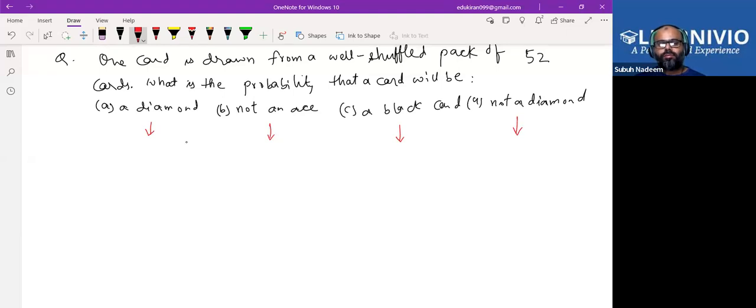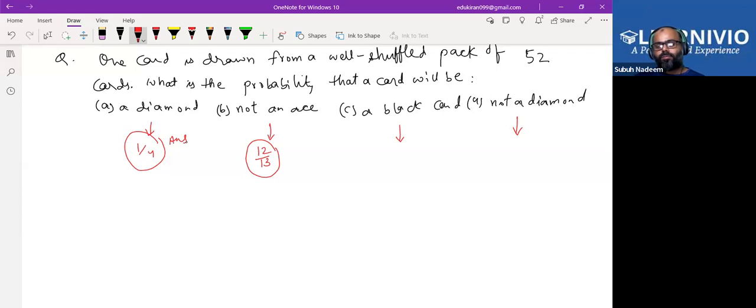Sir, for the first one, I got 13 by 52. That will be 1 by 4, right? Yes, sir. Correct. For B, not an ace, I got 14 by 13. 14 by 13, how is it possible? Sir, it will become 52 minus 4 by 52. I got 48 divided by 52. What will be 48 divided by 52? 12 by 13. Yeah, because 14 by 13 does not make sense for a probability. You can't get a numerator greater than the denominator, because the probability in that case will become greater than 1, which is never possible.